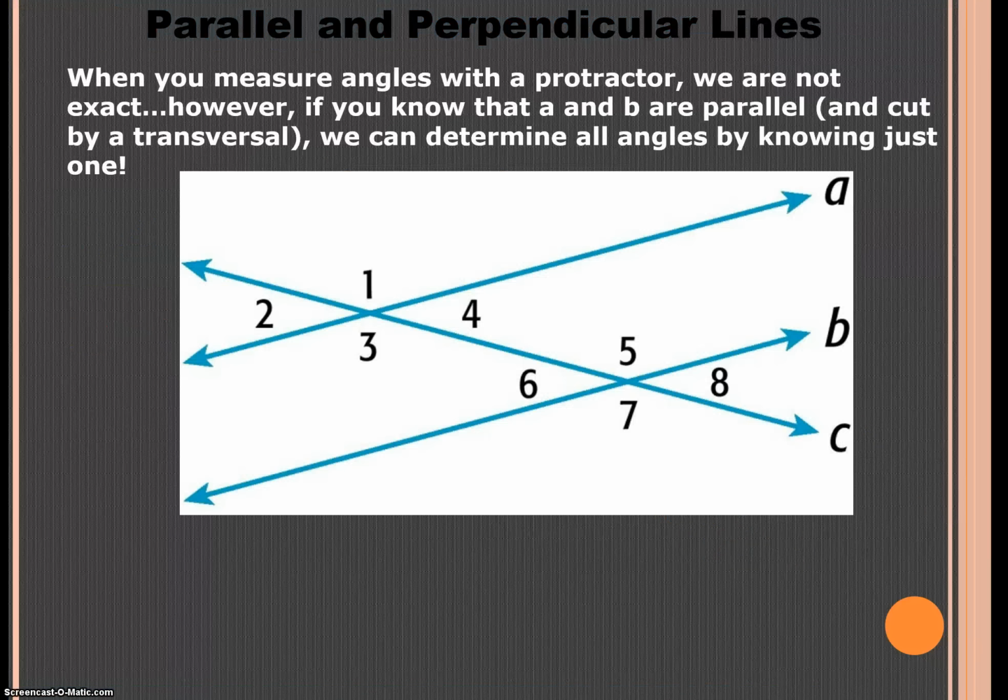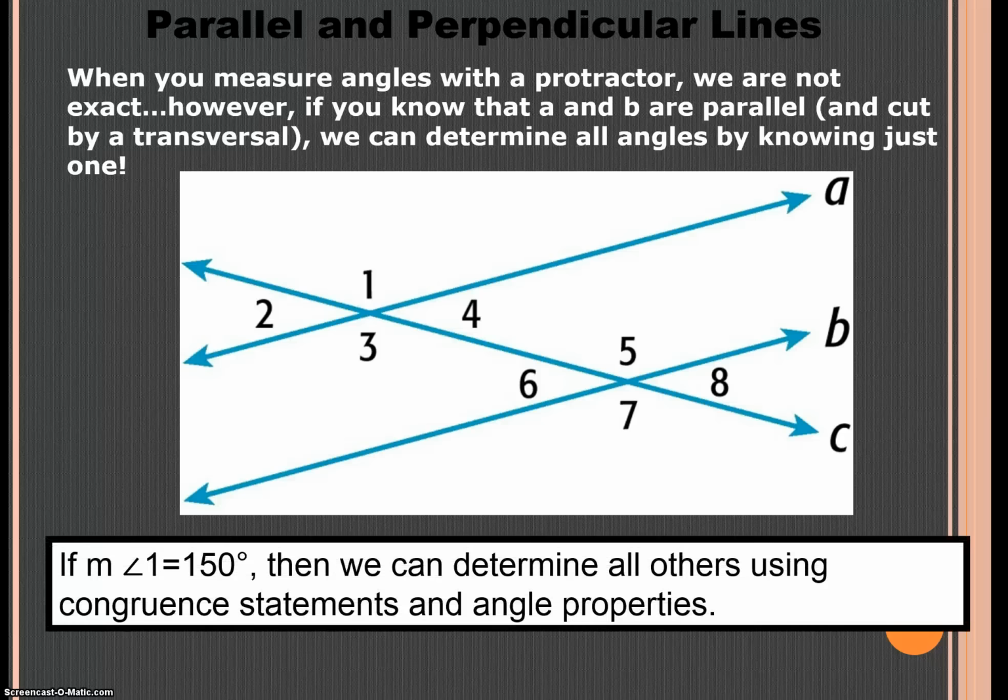So when you measure angles with the protractor, you're never exact because you're human and our protractor isn't always perfect. But if you know that A and B are parallel and C is a transversal, then you can determine any angle by knowing just one. So I'll give you an example here. Let's say the measure of angle 1 is 150 degrees. If that's 150, then you can figure out all other angles.